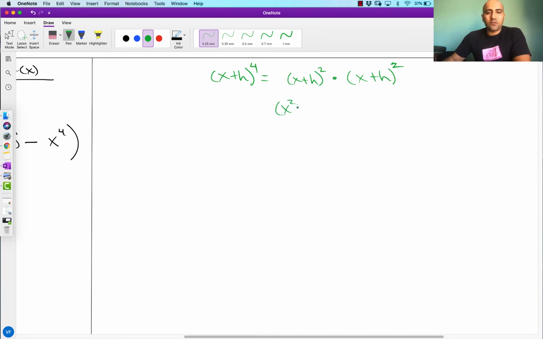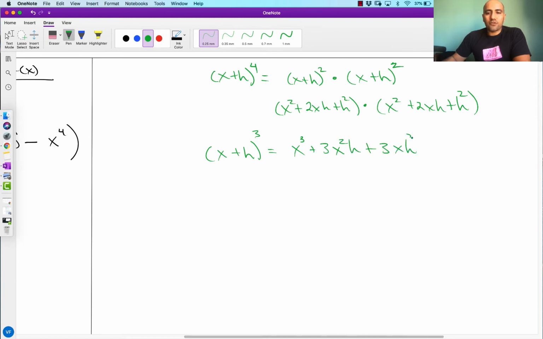So this would be x squared plus 2xh plus h squared. That's this one. And multiply that by x squared plus 2xh plus h squared. And then we'd have to FOIL this whole thing out and get our answer there. That's one way to do it. Or if you already remembered your previous pattern from before, we already know what that is. That one is x to the 3rd power plus 3x squared h plus 3xh squared plus h cubed. Right? So it's a pretty easy pattern if you remember it.